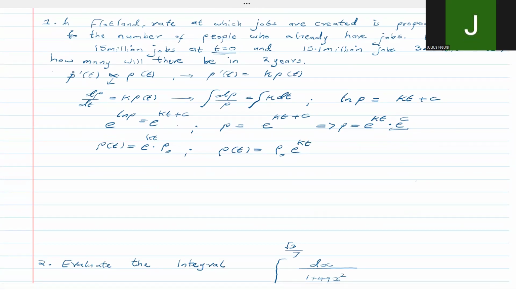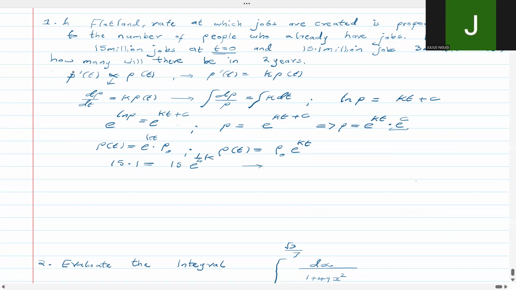Now, in the question, we have 15 million jobs at t equals 0. That should be the initial population. And we have 15.1 million jobs 3 months later. So we can write P of t as 15.1 equals 15, the initial population, times e to the power of 3 months later, that is 3 divided by 12, that is 1/4, and then k for the rate, because we are finding the rate.